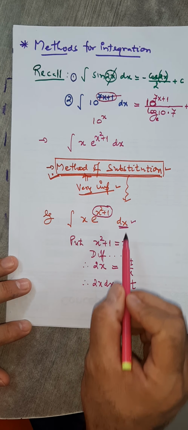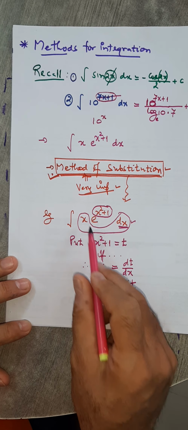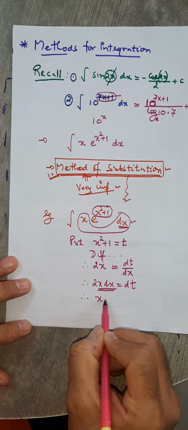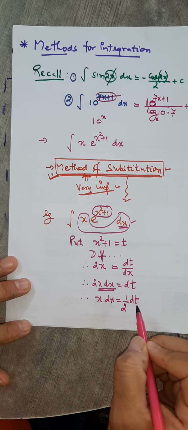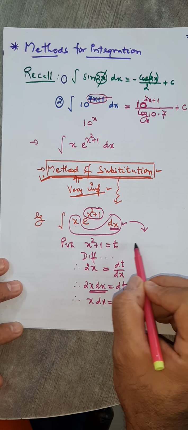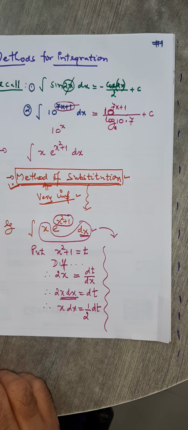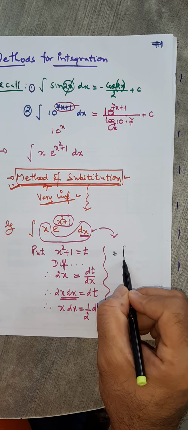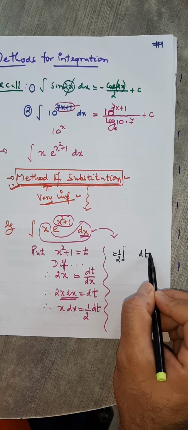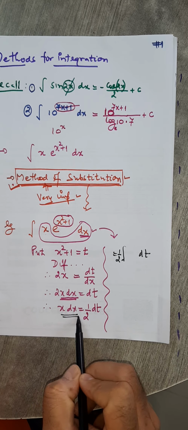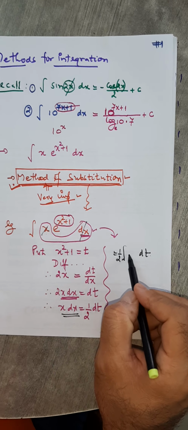Now you see here, this much is already there, x dx. So I'll take 2 on the other side. So x dx equals half dt. 2 is a constant. So now this reduces to x dx, that is, half being a constant, I'll keep it outside, dt. You just look here, x dx, this and this, half dt, and this is e raised to t.